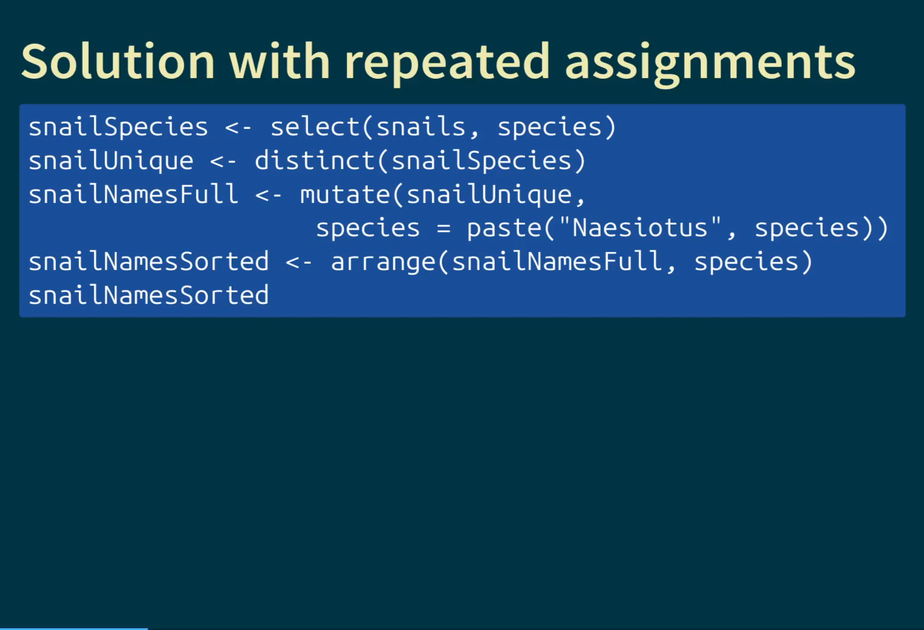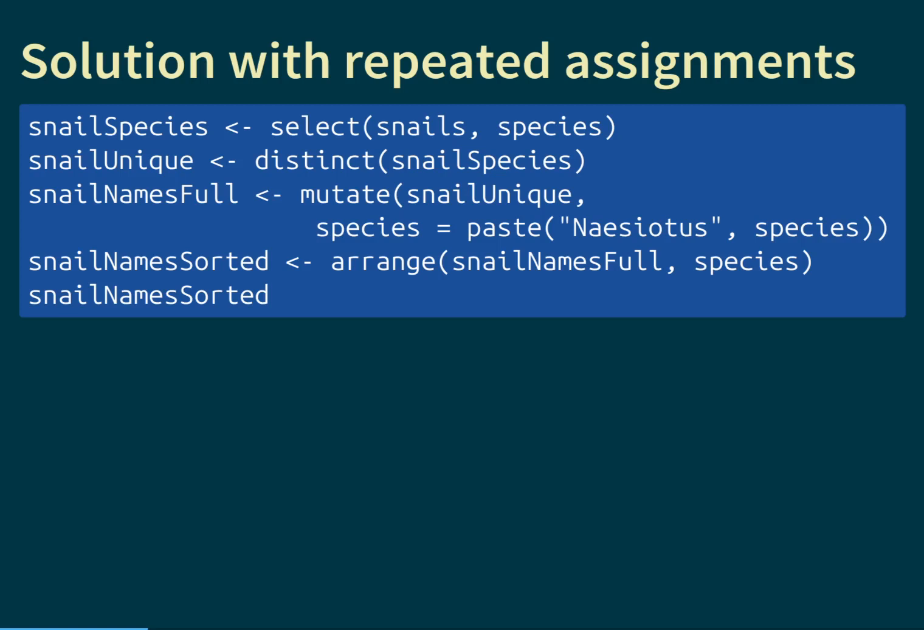Well, the way it is done is we apply mutate to the table snail unique. And when we redefine the column species in the following way, we apply paste of the character string Nasiotus and species. If you recall from quite a few lessons ago, the paste function takes two character strings and puts them together into a single string, interspersed with a space character in between them. So that will be good. That takes care of the space in between the genus name and the species name.